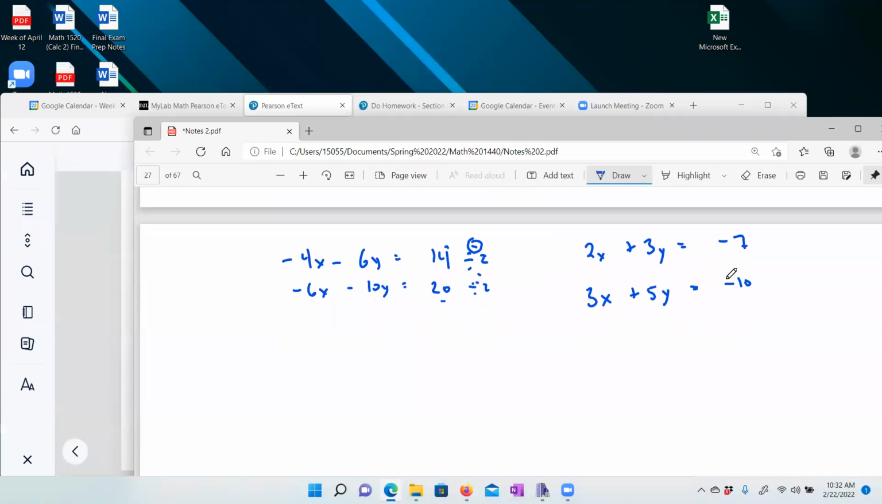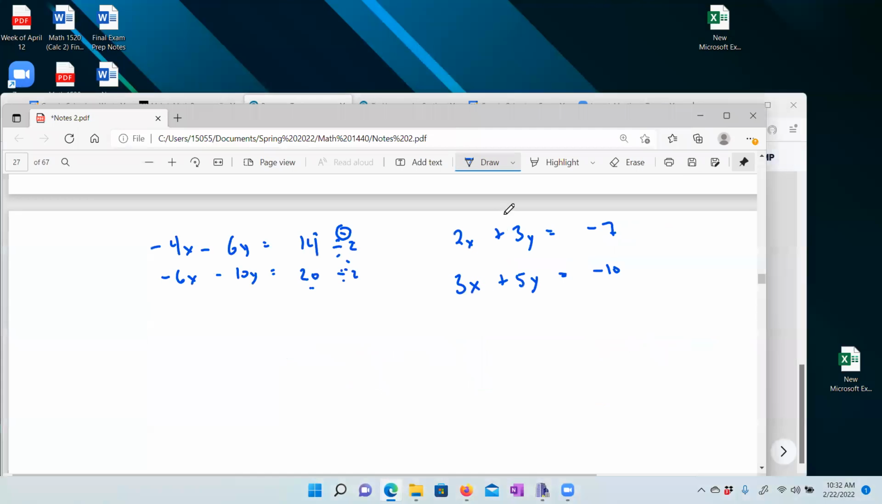Again, we have to figure out, do you want to do elimination? Do you want to do substitution? This is your choice. So what I'm going to do is multiply this one by a -3, and this one is going to be a +2.